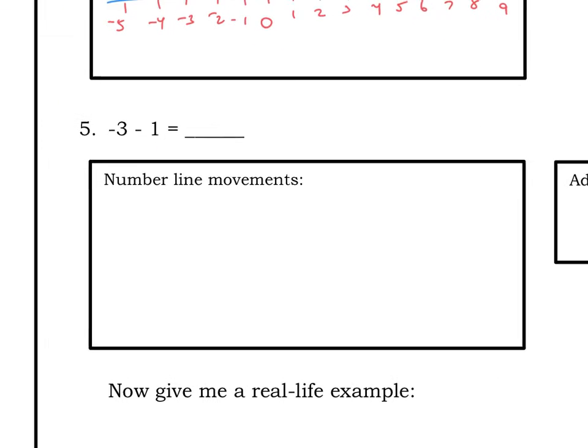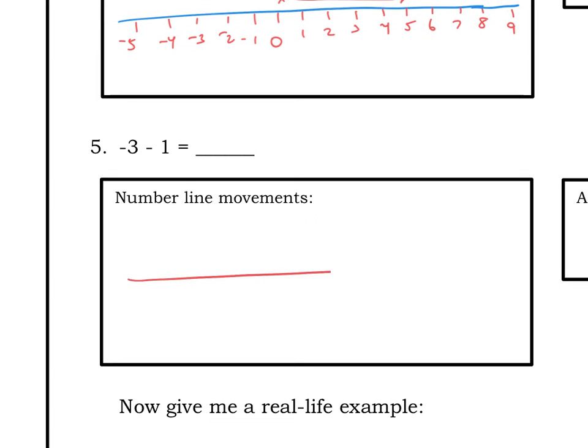Let's take a look at number 5. Negative 3 minus 1. Start at 0, go in a negative 3 direction. Then I'm going to go in the opposite of a positive 1 direction, which is a negative 1 direction. And I end up at negative 4. So negative 3 minus 1 is negative 4.